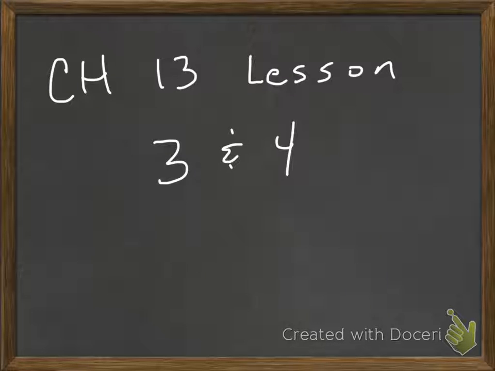Chapter 13, Lesson 3 and 4. Lesson 3 has to do with estimating the products. Lesson 4, we're just going to go back to multiplying numbers with decimals and moving the decimal to get our answer. So let's start with Lesson 3.